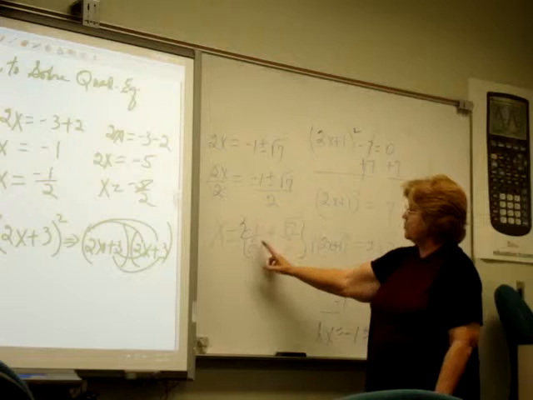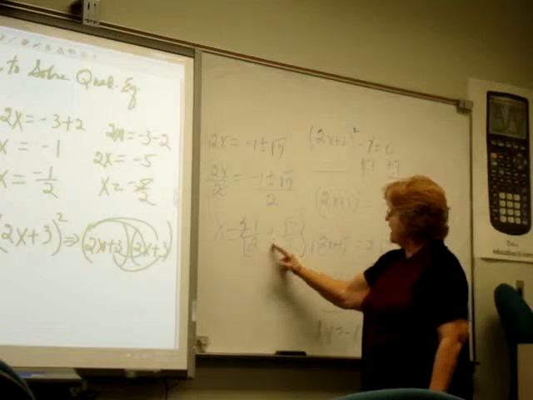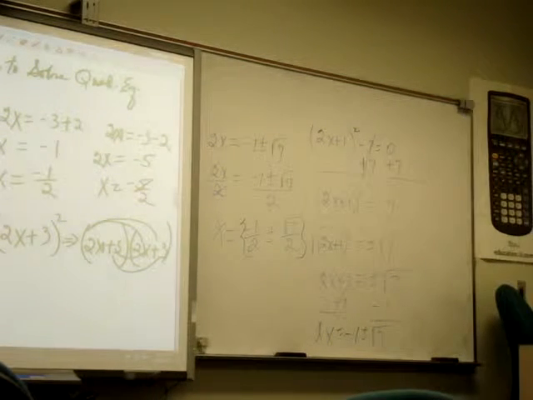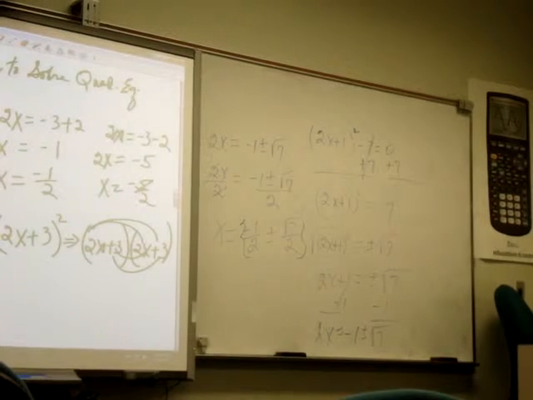Because that's saying -1/2 plus the square root of 7 over 2 is one answer. -1/2 minus the square root of 7 over 2 is your second answer. And I don't care that you break them apart. All right, back to this one.